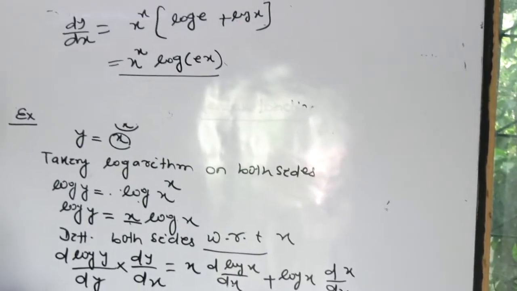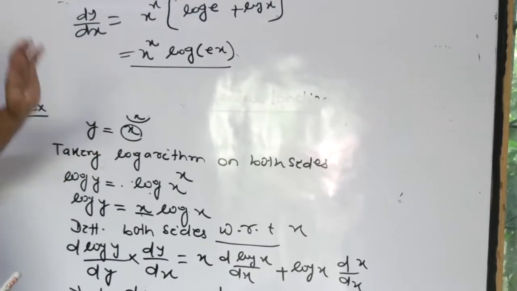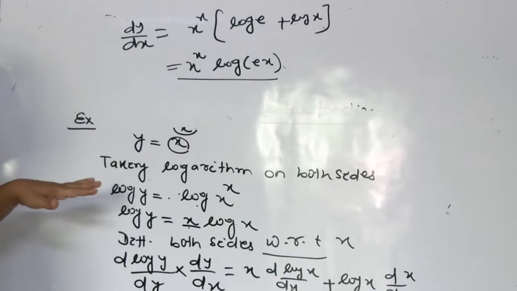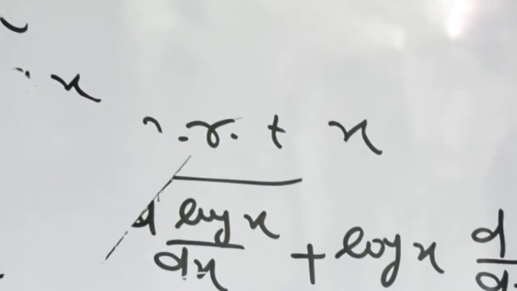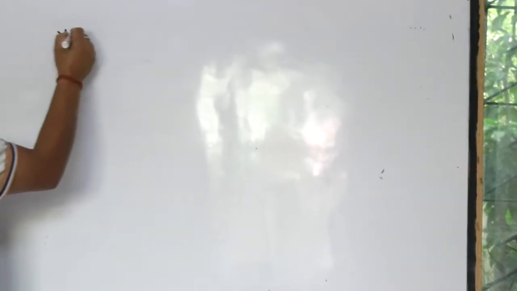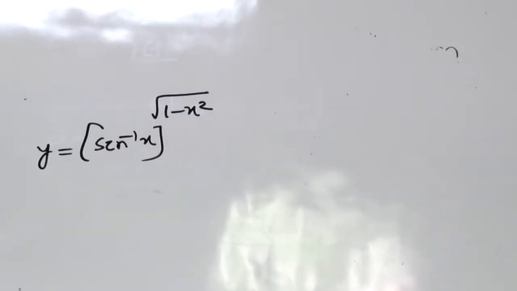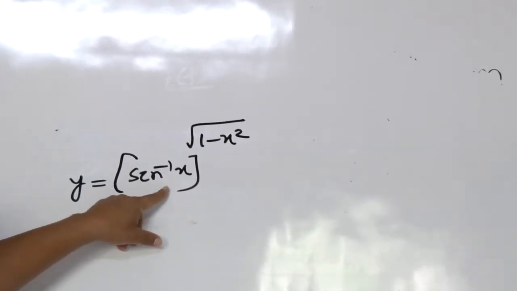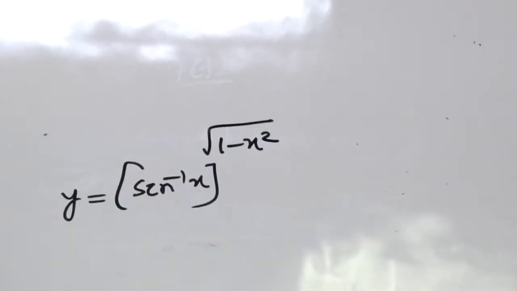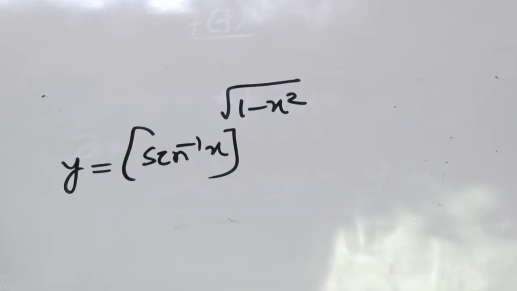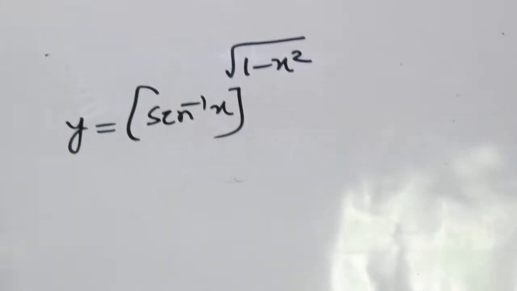It is easy to differentiate a function whose exponent is another function. In this case, we shall take logarithm on both sides. Suppose another example: y equals sine inverse x to the power square root of 1 minus x squared. Here sine inverse x is a function and its exponent is another function. So we cannot differentiate by chain rule. We have to take logarithm on both sides.